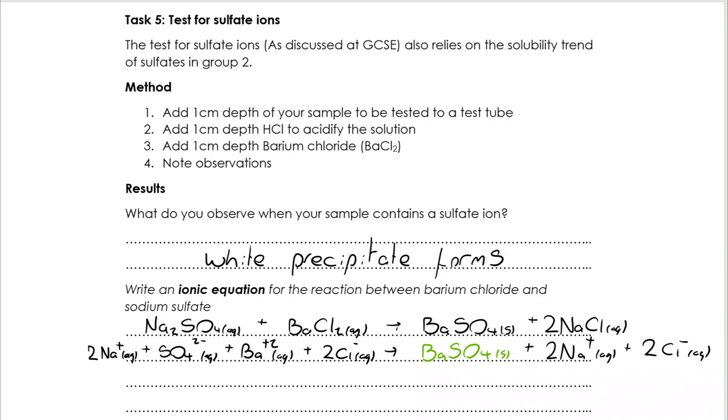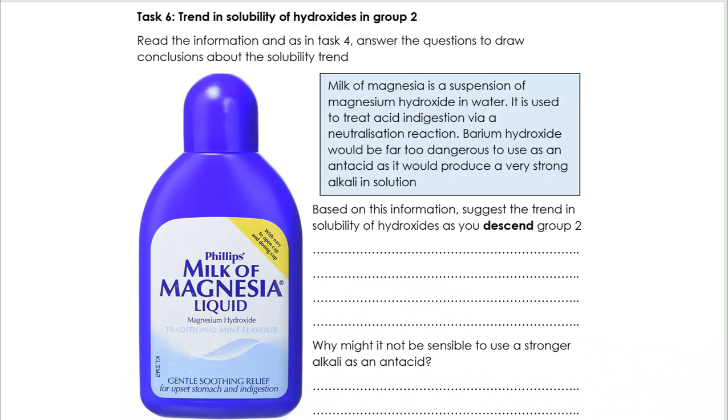Now we can get rid of the spectators. My Na+ appear on both sides. My Cl- appear on both sides. So I can now write my ionic equation after getting rid of the spectators. Ba2+ aqueous, plus SO4 2- aqueous, goes to BaSO4 solid. So that's sulfate ions. Now let's have a look at hydroxide ions. So work through these questions and then review.